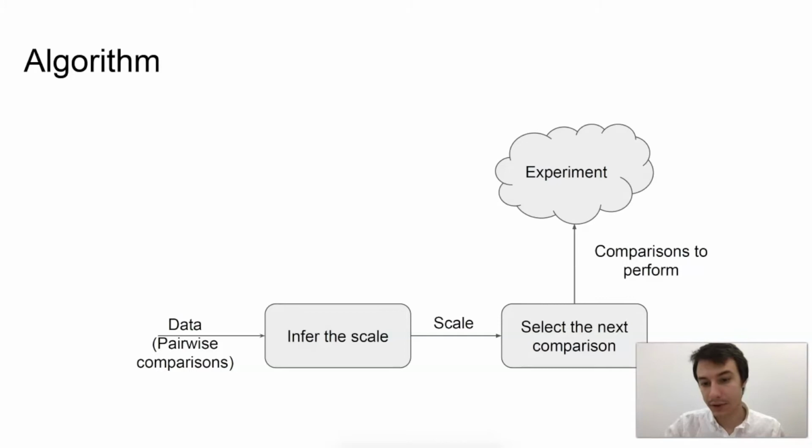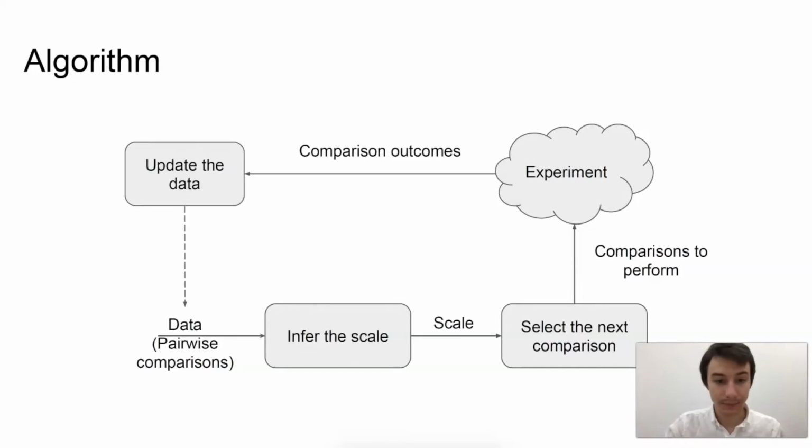Once the next comparison is available, we can run the experiment. That would be either a chess game or again a questionnaire for the restaurants. Once we have the outcome, we can update the data.